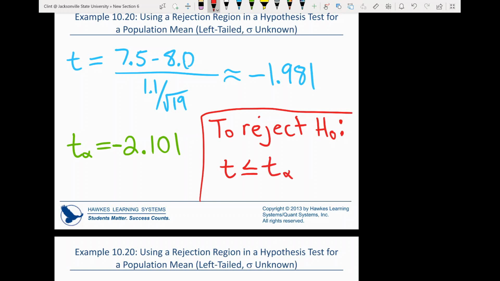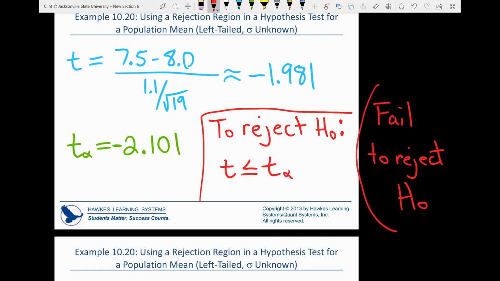But here, if we look at it, negative 1.98 is not less than negative 2.101. So we would fail to reject the null hypothesis. Okay, that's our conclusion here.